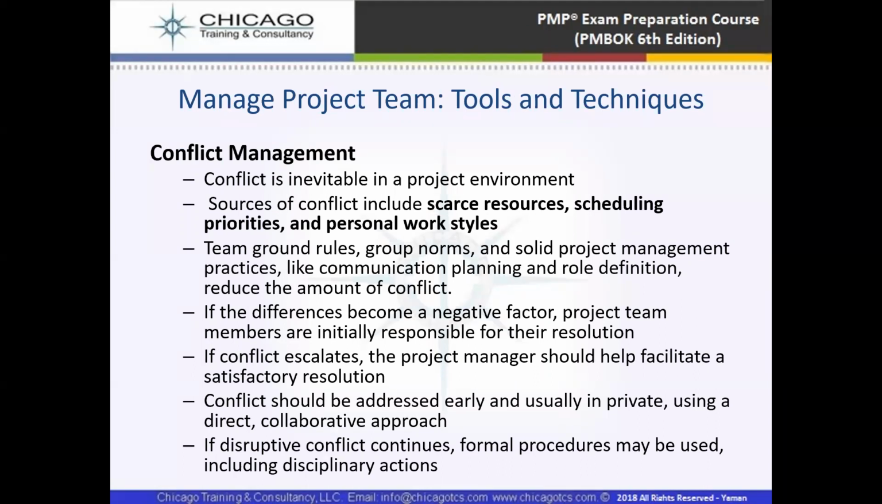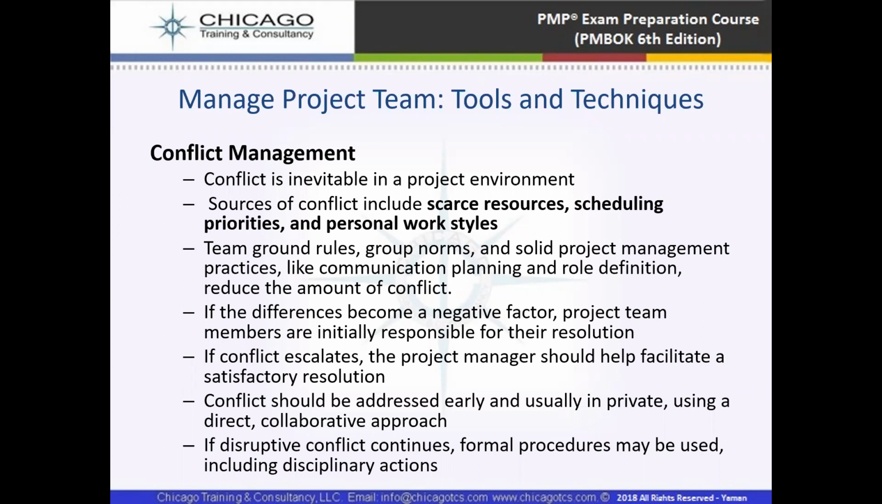Conflict is inevitable in a project environment. Sources of conflict include scarce resources, scheduling priorities, and personal work styles. Team member ground rules like group norms, and solid project management practices like communication planning and role definition, reduce the amount of conflict. If the differences become a negative factor, project team members are initially responsible for the resolution. So it means there are conflicts, and these conflicts should be resolved in the project.